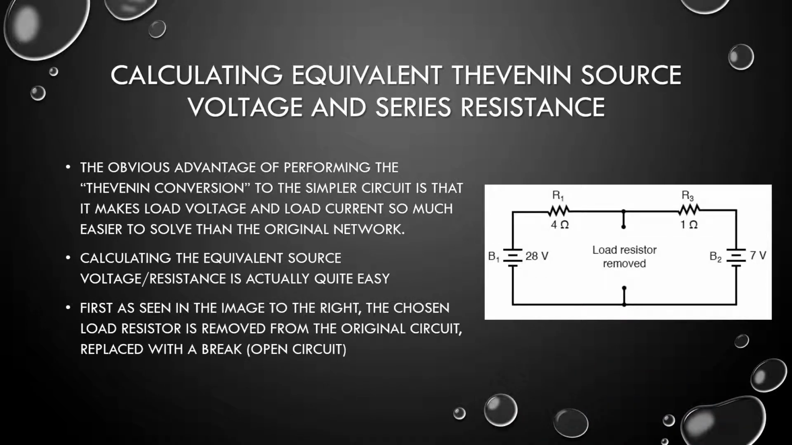Calculating equivalent Thevenin source voltage and series resistance. The obvious advantage of performing the Thevenin conversion to a simpler circuit is that it makes load voltage and load current so much easier to solve than the original network. Calculating the equivalent source voltage or resistance is actually quite easy. First, as seen in the image to the right, the chosen load resistor is removed from the original circuit, replaced with a break, which is an open circuit. And you can see it in the picture where we removed resistor R2, which is the load, and it is now an open circuit.